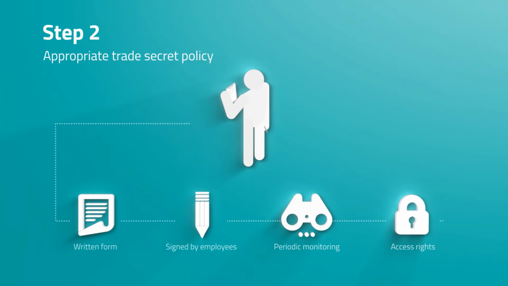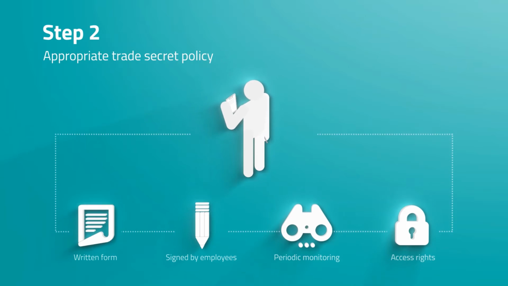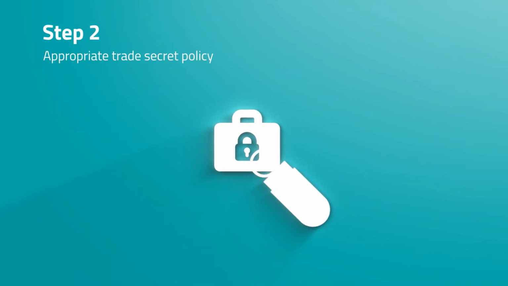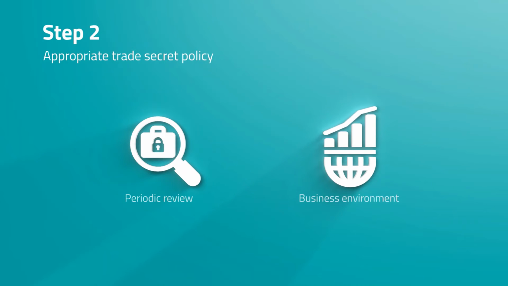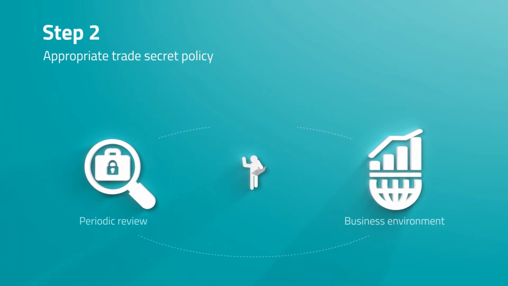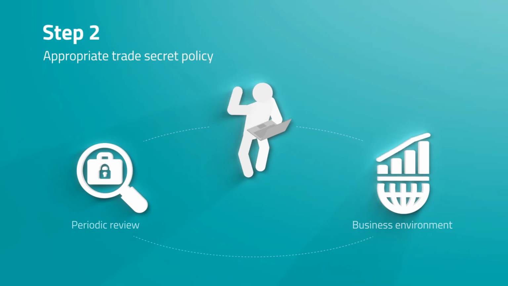It is also essential that there is a periodic monitoring for compliance of the trade secret policy throughout the company. Access rights must be periodically reviewed and ensured to be on a need-to-know basis. There must also be a periodic review of what is maintained as a trade secret in relation to the changing business environment. This will ensure that efforts are not wasted in protecting something that does not warrant the effort, given the circumstances that exist at the time.